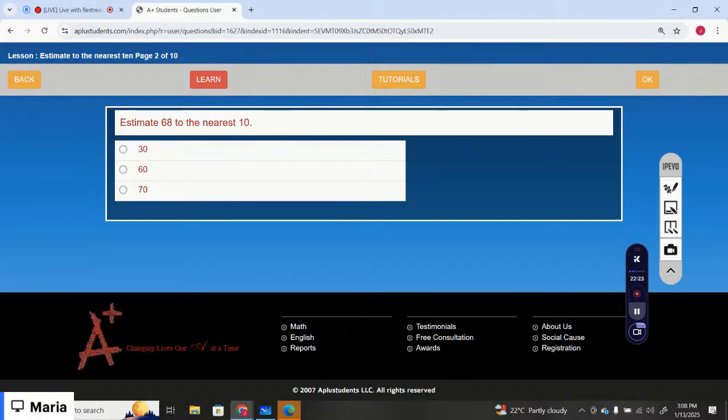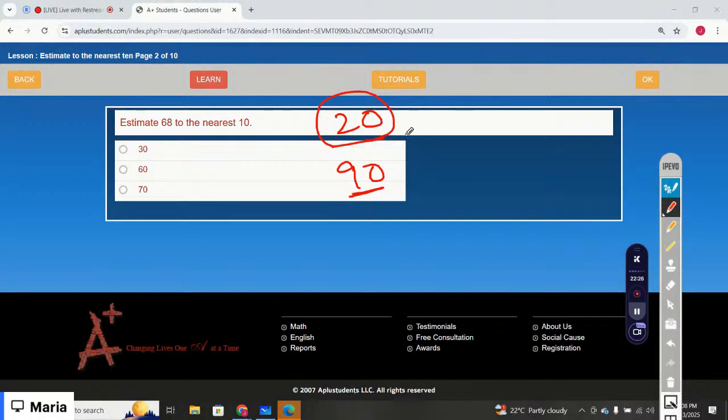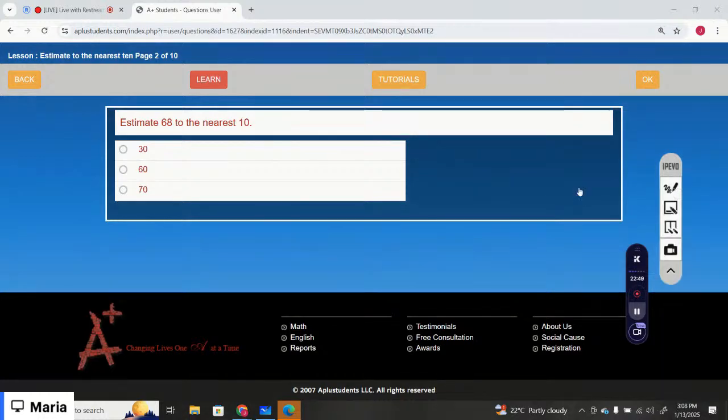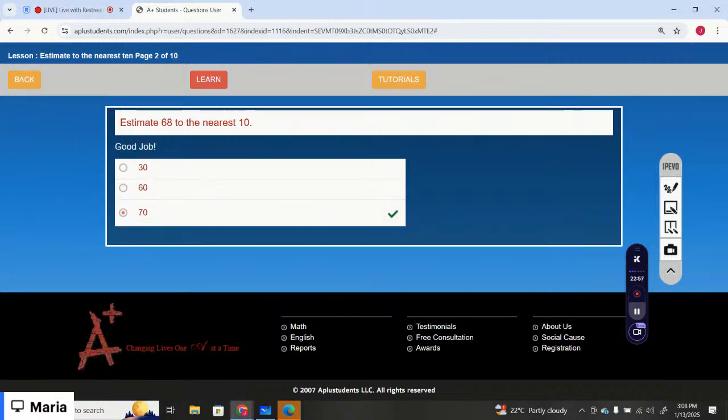Estimate 68 to the nearest 10. So which is the correct option? 68 is between two tens, 60 and 70, right? 61, 62, 63, 64, 65, 66, 67, 68, 69. Here is 68. So 68 is close to which number? That is close to 70. The correct option is 70. Option number 3 is the correct option.